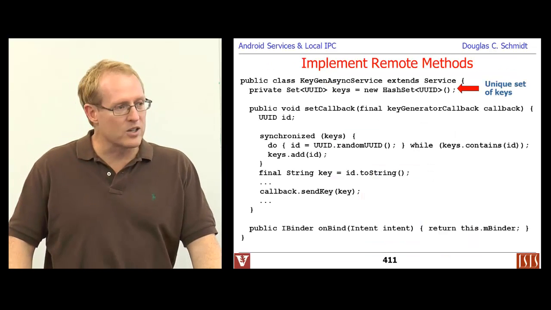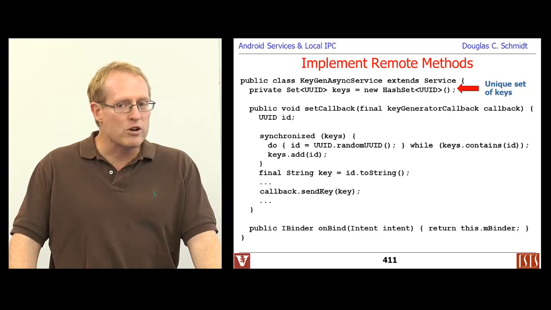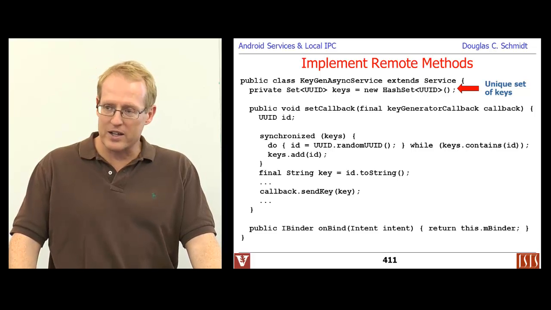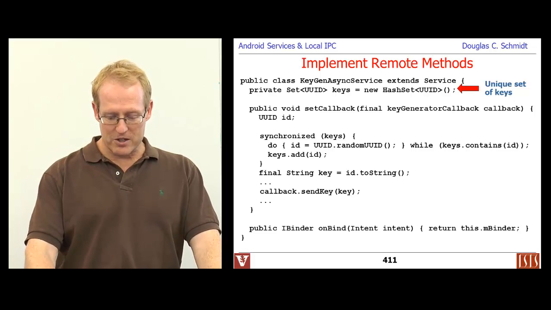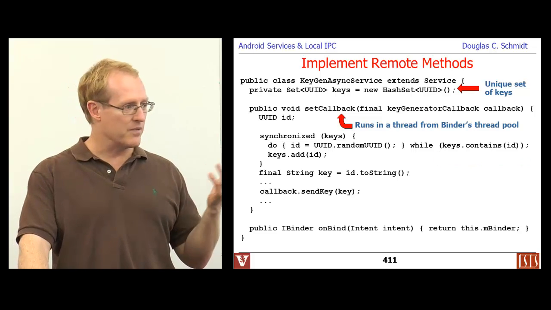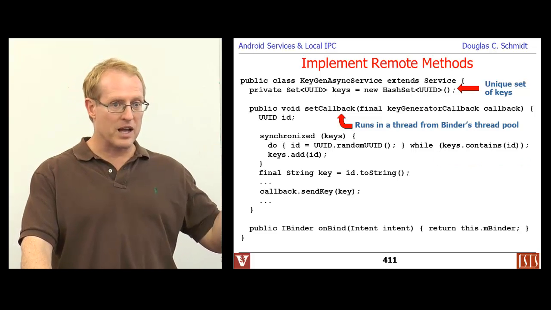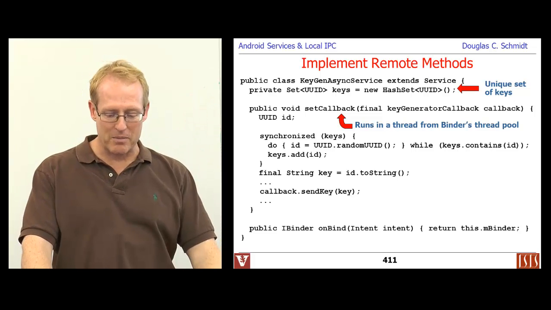OK, so let's go ahead and take a look at the code here. You can see that the server side is pretty much the same. As I said before, I could do some other tricky things to make it more interesting. What happens here is we have the set callback method. Set callback is a one-way call, so it's not going to block the caller. The caller is long gone doing other things by the time this set callback method is run.